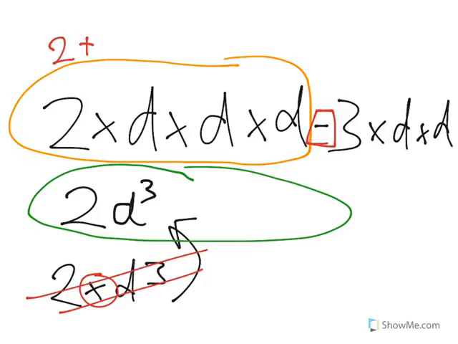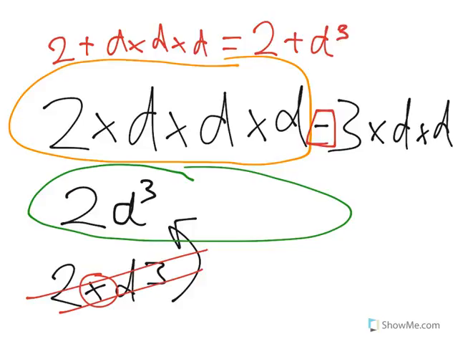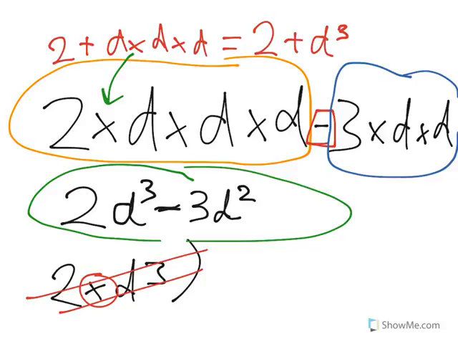If it was 2 plus d times d times d, what would it be? It's like 2 plus d times 3. It would be 2 plus d to the power of 3. But because we're multiplying everything, it's just 2d to the power of 3. Now we have this negative sign, right? So we got to put that here. That is 3d squared, because it's 3 times d times d. Does everybody understand this?